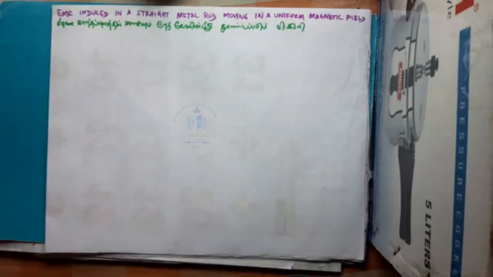Electromotive force induced in a straight metal rod moving in a uniform magnetic field. That is going to be the next part under electromagnetic induction.